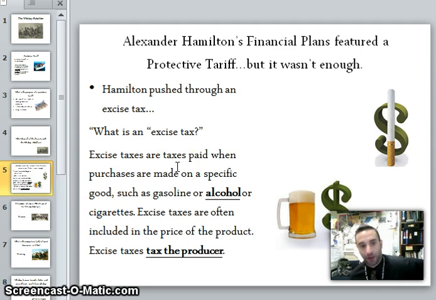Alexander Hamilton's financial plans featured the protective tariff, right? But it wasn't enough. So there are actually other things that were needed to pay off the war debt. And one of the other things Alexander Hamilton uses, another part of his financial plans, was the excise tax.